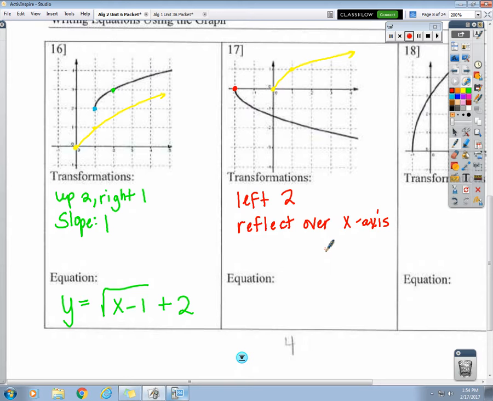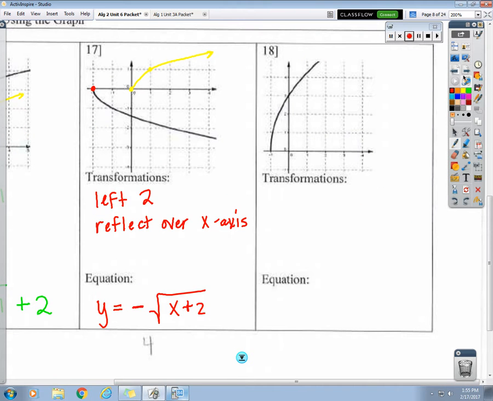So to write the equation for that, it's y equals, to reflect over the x-axis, you put a negative out front, and then the square root, and to represent left 2, you put x plus 2 inside. And like always, remember, when you're done, graph that and see if it looks like the one you're doing. There's no reason to get these wrong when you can check them like that. Okay, one more and then we'll be done.